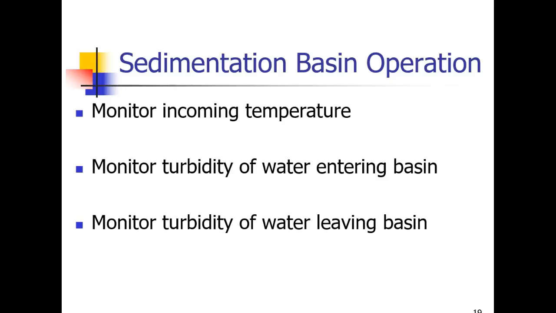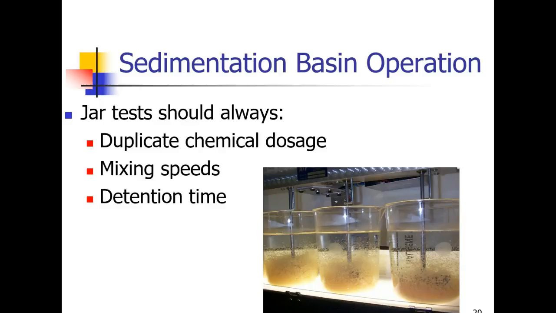You want to monitor your incoming temperature. You want to monitor your turbidity of water entering the basin, and also your turbidity as it's leaving the basin, influent, effluent. Jar tests, we've touched on that a little bit. Jar tests should always duplicate the chemical dosage, the mixing speeds, and the detention time. What you're doing with your jar tests in these little jars is simulating what you're going to do in that water treatment plant.